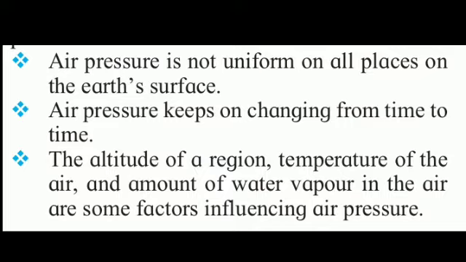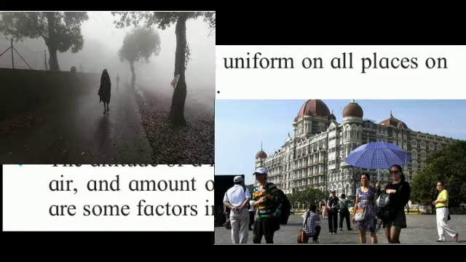Student, our air pressure is not uniform. Uniform means it is not the same at all places of the earth. If you go to a particular region, student, can you see that the air pressure will be the same at all the places on the surface of the earth? No. Look at this picture, student. In the first picture you will see the climate is very cold. In another picture you will see the climate is very hot. So, student, two different places observe a different climate.